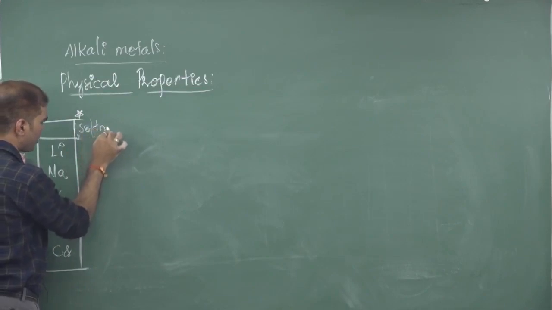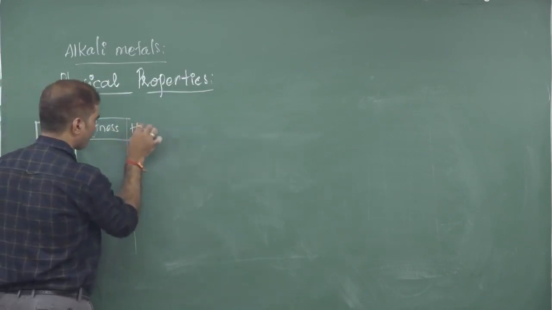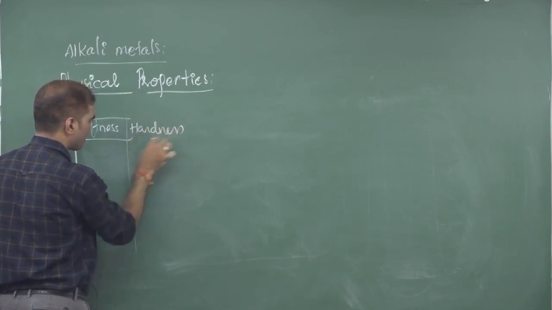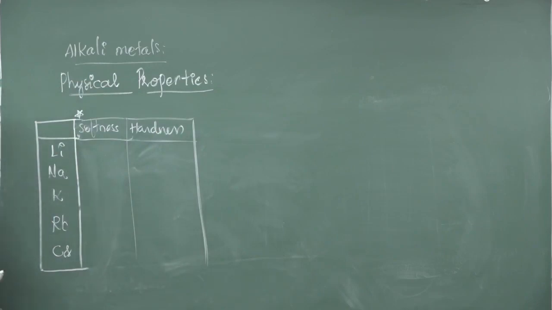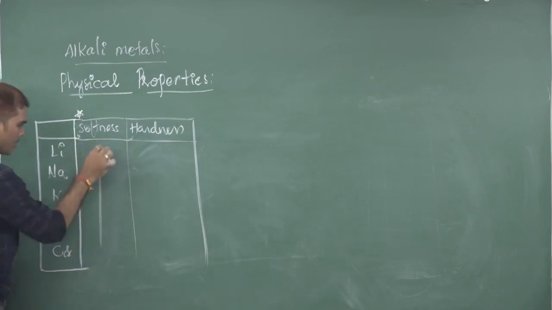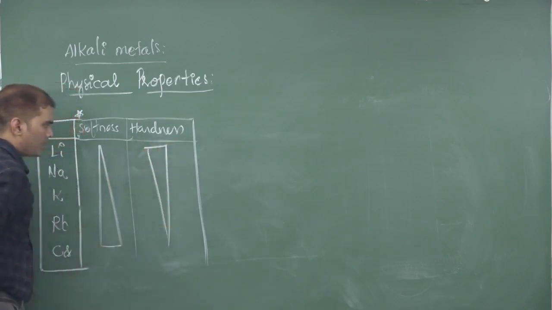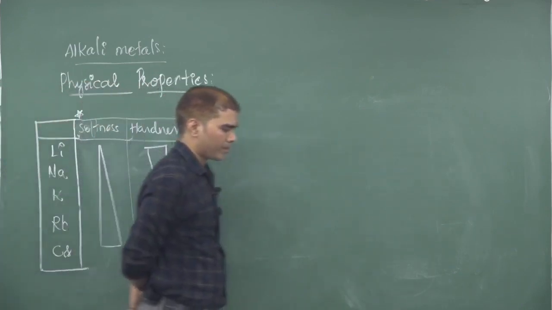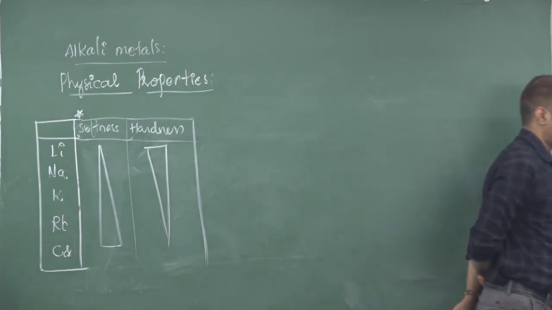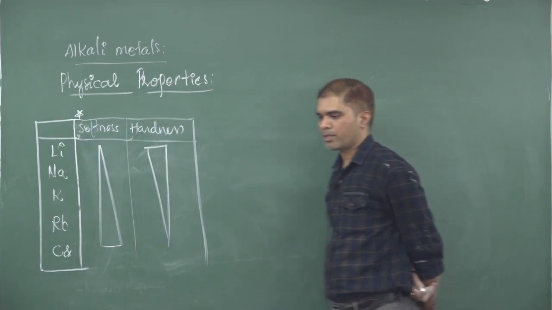What is happening to the softness? What is happening to the hardness? Right, what is happening to the softness? Softness is increasing, hardness is decreasing. So lithium is harder, cesium is softer, because the metallic nature is increasing. As metallic nature increases, softness also increases.